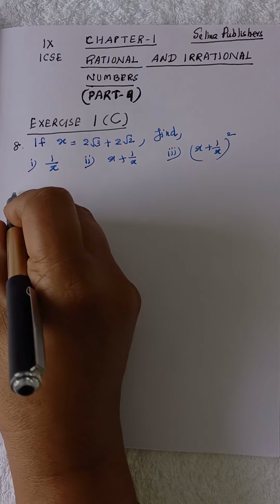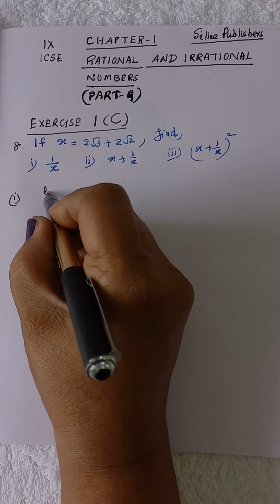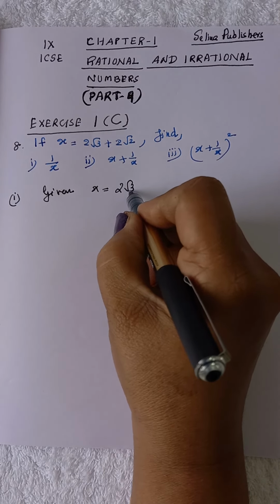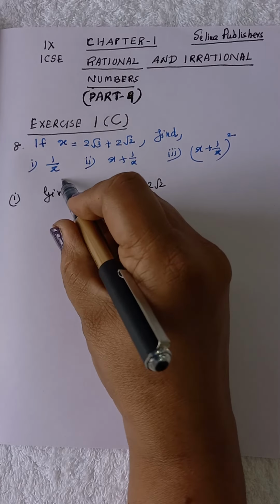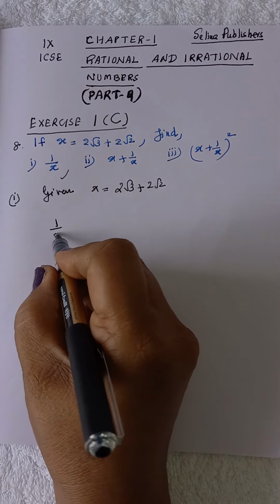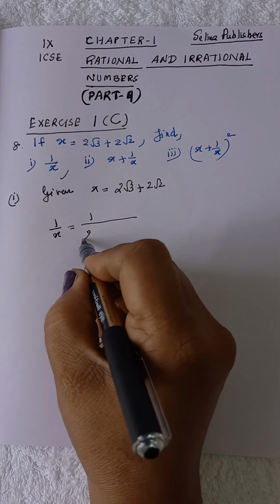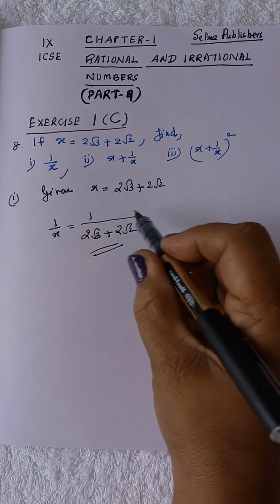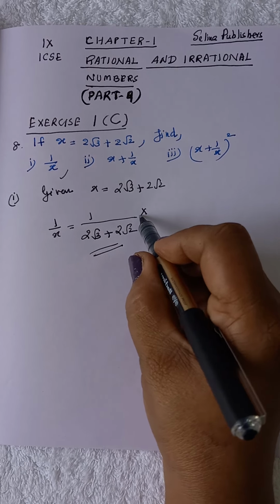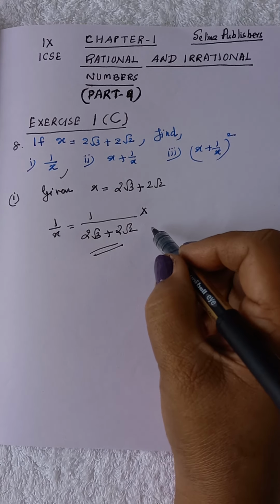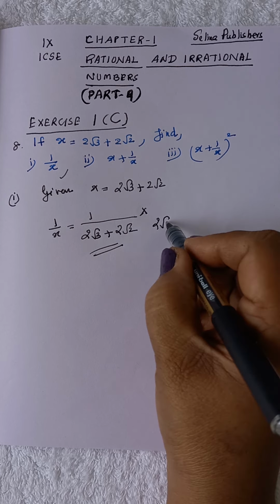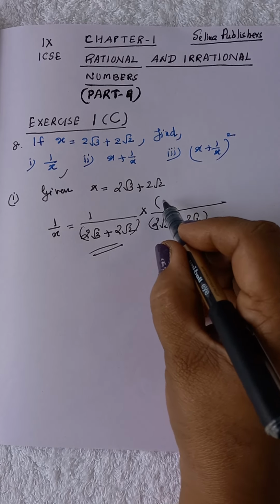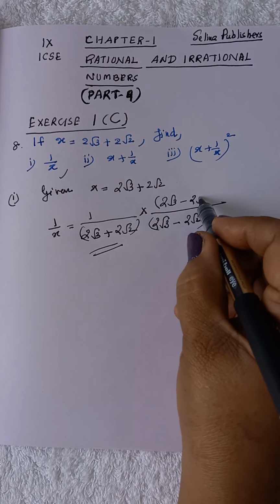So the answer for the first sub question, we are given x. So x is equal to 2 root 3 plus 2 root 2. We want to find out 1 by x. So 1 by x is equal to 1 by 2 root 3 plus 2 root 2. So roots are there in the denominator. So we want to rationalize the denominator. So let us take the conjugate and multiply both the numerator and denominator with that. So 2 root 3 minus 2 root 2, then in the numerator also we had to multiply. So 2 root 3 minus 2 root 2.